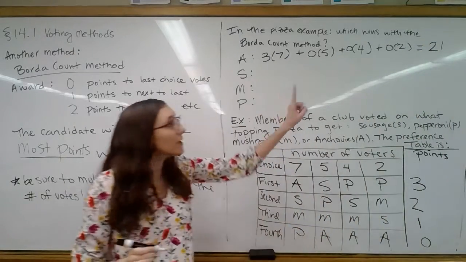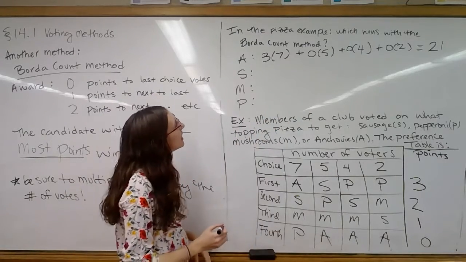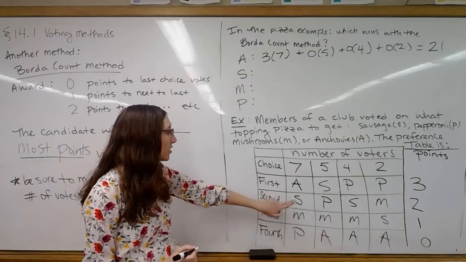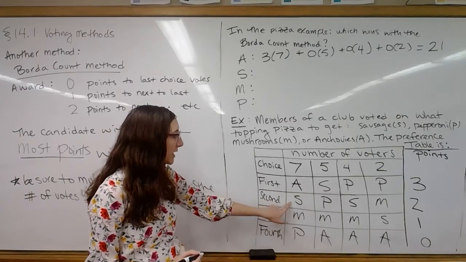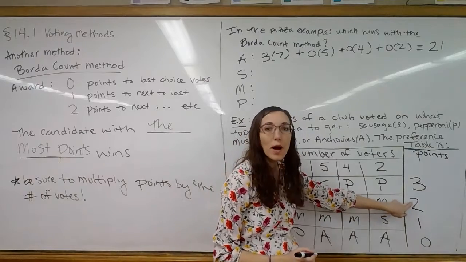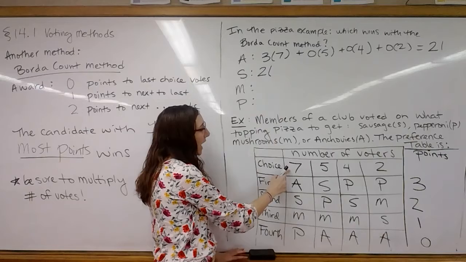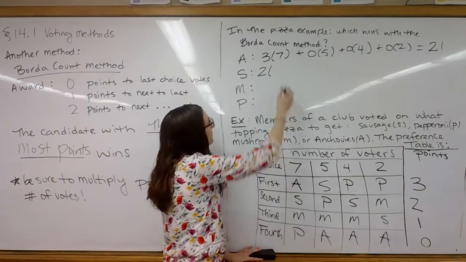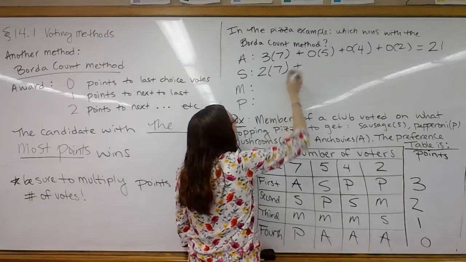So what we're counting up here, those are points. They got 21 points. Let's do sausage. Sausage here is in second place in the first column. Second place is worth 2 points. So they got 2 points times, how many ballots was that? It's 7. So 7 different voters put them on top. So they get 2 times 7.